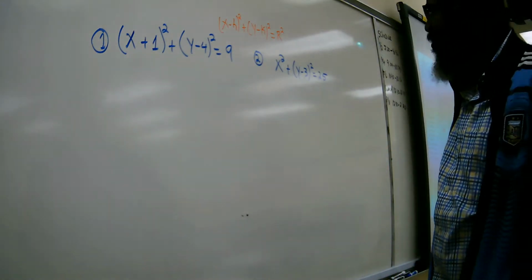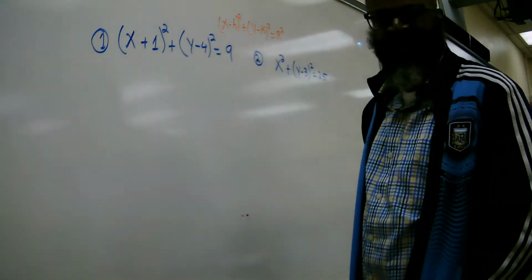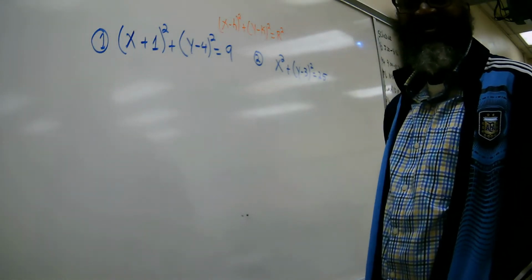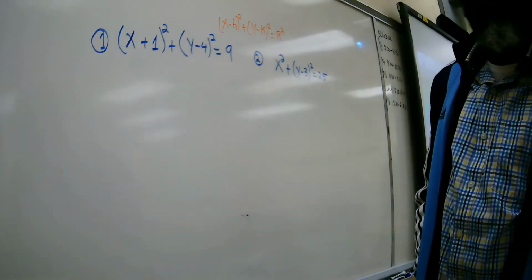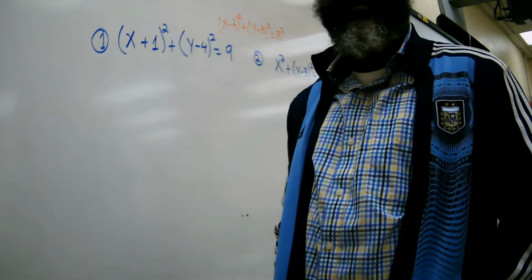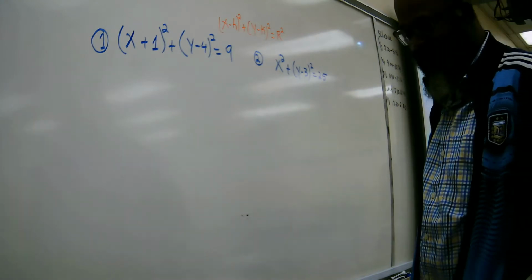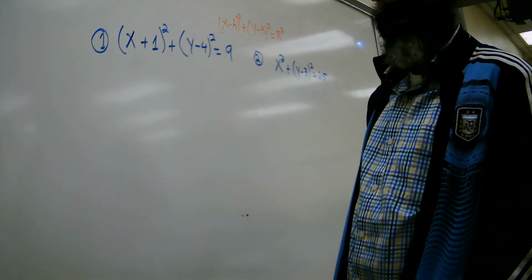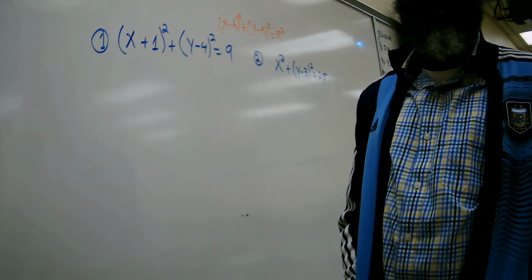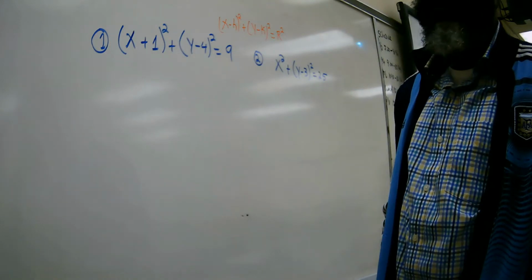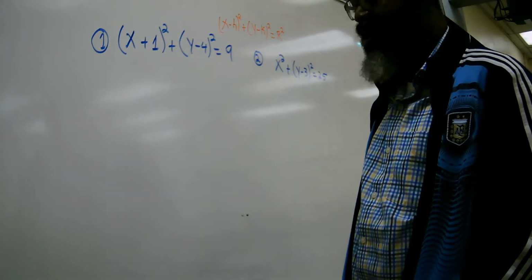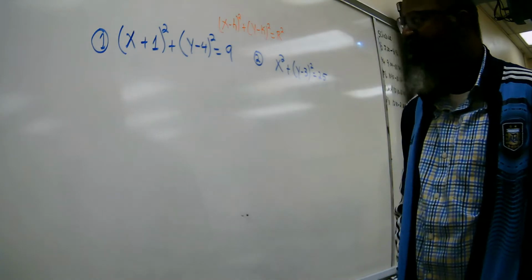So remember that we have been working on equation of circle. When the equation is given to you in general form, you transform it in standard form to identify the center and the radius. So today we're going to graph circles. In order to graph circles, we need to identify the center and the radius. Once you know the center and the radius, you will be able to graph it. So that's what we are about to do.